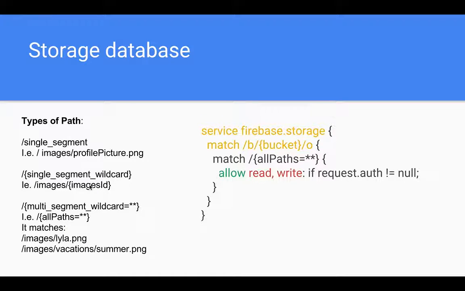The single segment wildcard specifies the path to all the files in a directory. And the multi-segment specifies the path to, I meant to say images on the previous one. This one specifies the path to the images and all directories and subdirectories. They also are paths, as we have here. The backslash represents the root, of course, just in case.